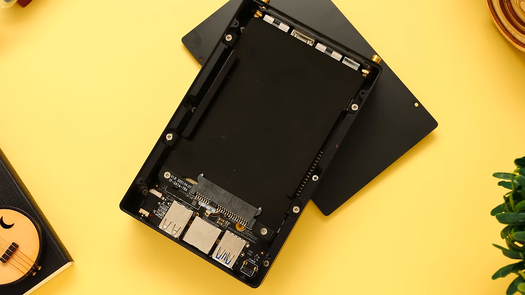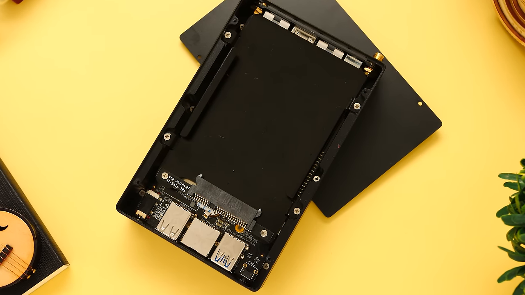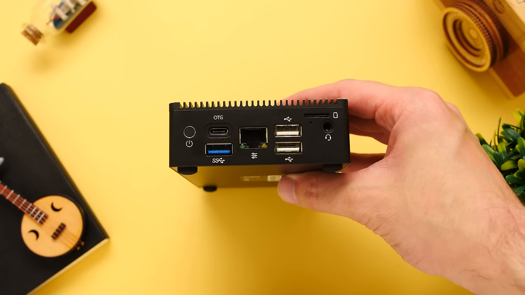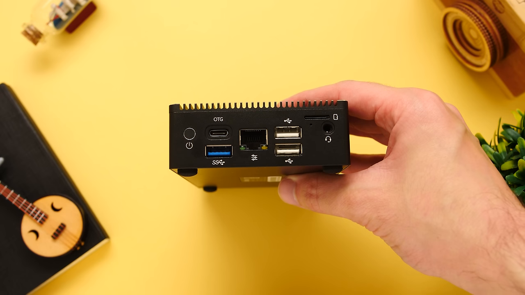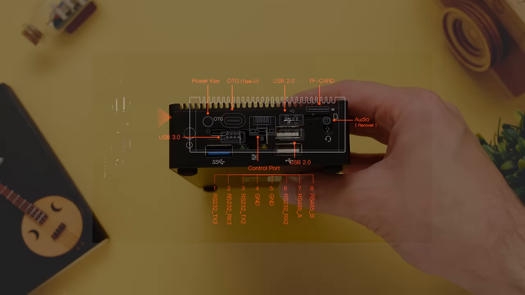This bay is great if you're thinking about setting this device up as a Plex server or to store a massive collection of ROMs on an affordable storage medium. The front of the device has a lot more going on when it comes to I/O. We have a power button, a Type-C OTG port, a single USB 3.0 port, two USB 2.0 ports, a control port in the middle, a TF card slot on the top right-hand corner, and a headphone jack below that.